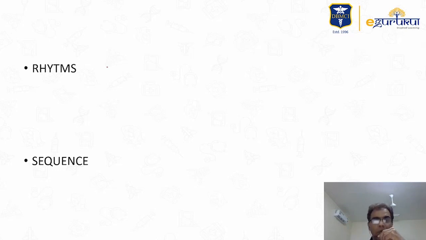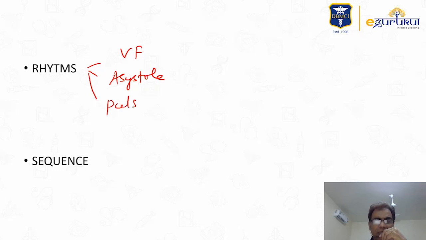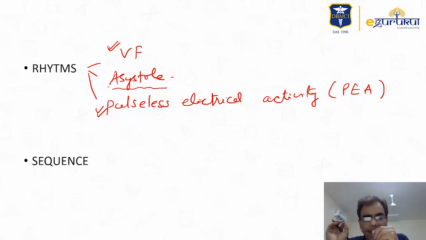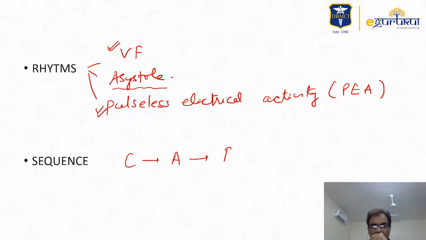Actually, we see three rhythms during cardiac arrest: ventricular fibrillation, asystole, and pulseless electrical activity, that is PEA. So in asystole there is no cardiac activity, but in ventricular fibrillation and pulseless electrical activity there is electrical activity in the heart, but it is not able to generate a pulse. Okay. Now you know that the conventional teaching had been ABC: first airway, then breathing, and then circulation. But in 2010 they changed the sequence to CAB, chest compressions, and then airway, and then breathing.